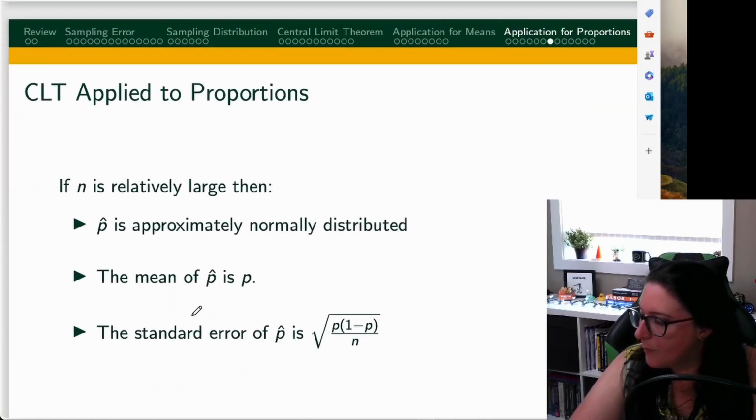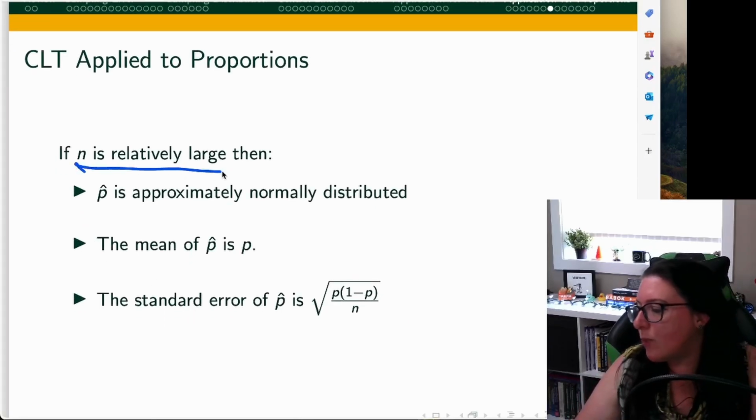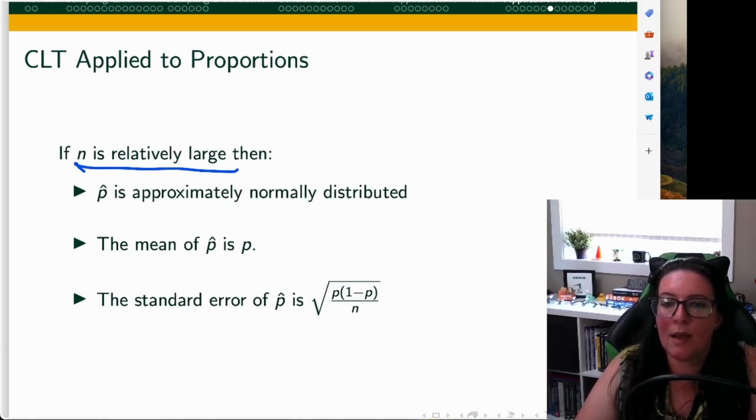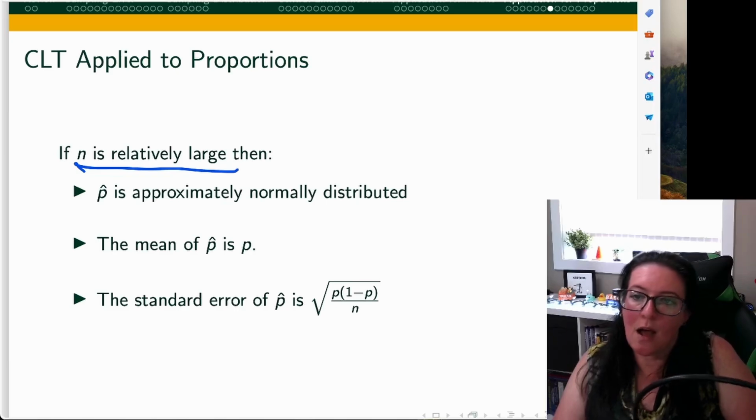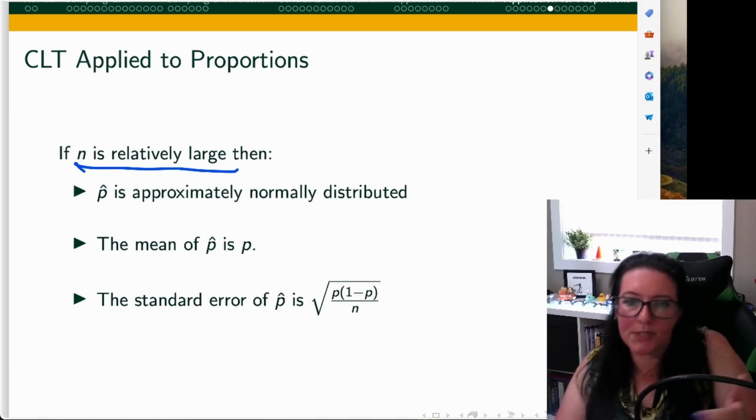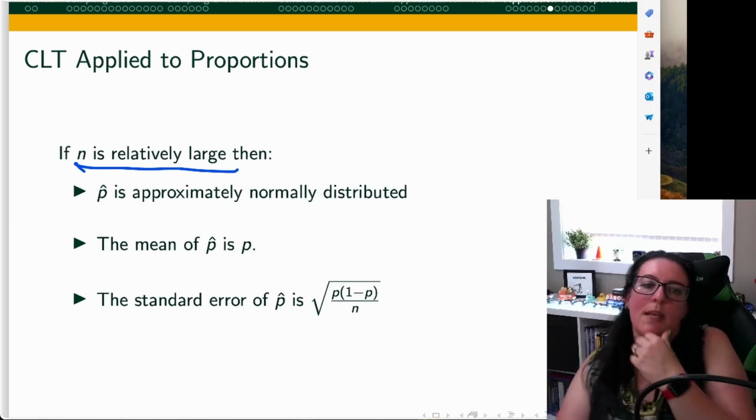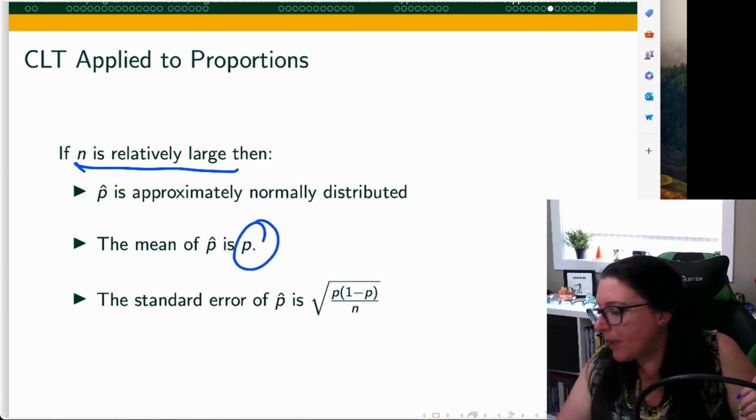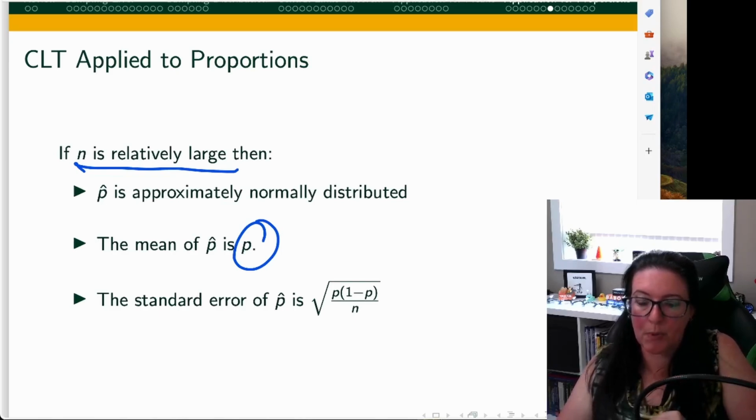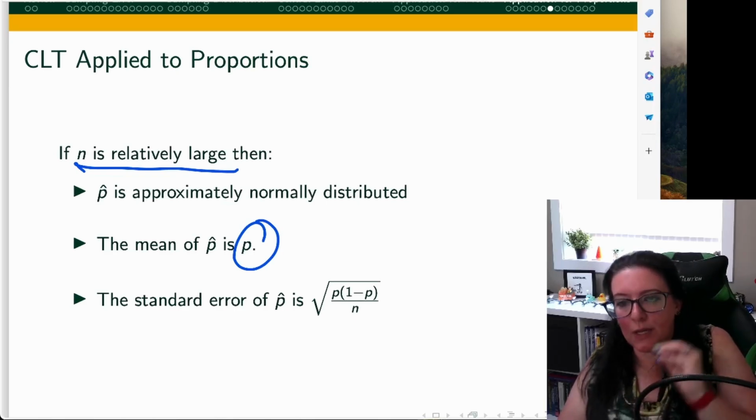Okay. Now, when it comes to applying the central limit theorem to proportions, if our sample size is relatively large, then we can approximate the normal distribution. That means that each time we take a sample, we say, okay, what percentage are Republicans? First sample we take, it's 20%. Next one we take, it's 60%. Next one we take, it's 70%. The average of those proportions is the population parameter p, the proportion for the population. So the average of the proportions is the population proportion.